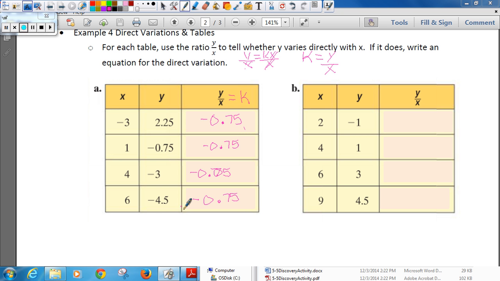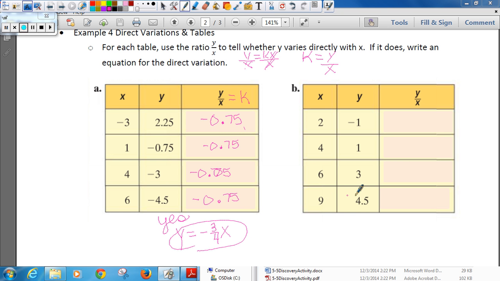So since our constant of variation is all the same, it says, is it a direct variation? Yes. And it says if it does vary directly, write an equation for the direct variation. So my equation would be y equals, my k is negative 0.75 or negative 3/4, however you want to write it, decimal or fraction, either way, x. So that is our equation right there.